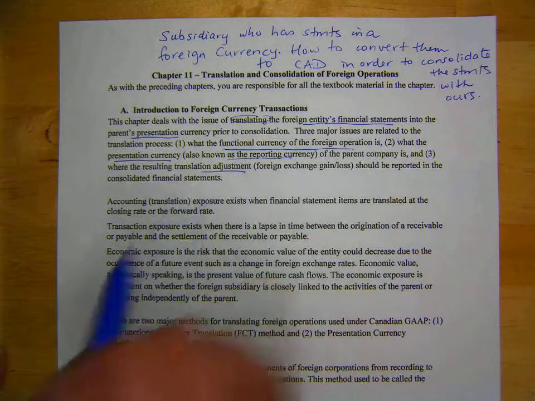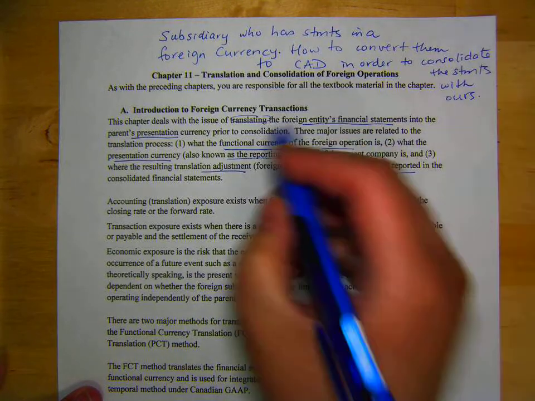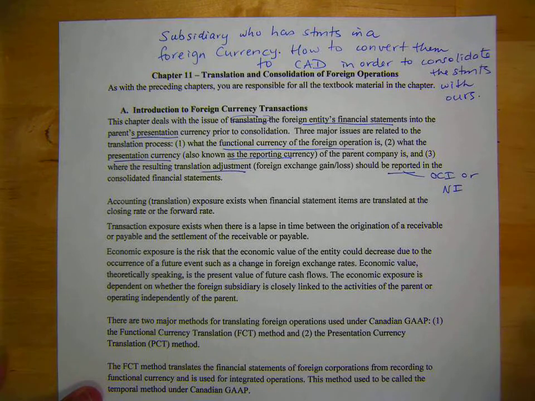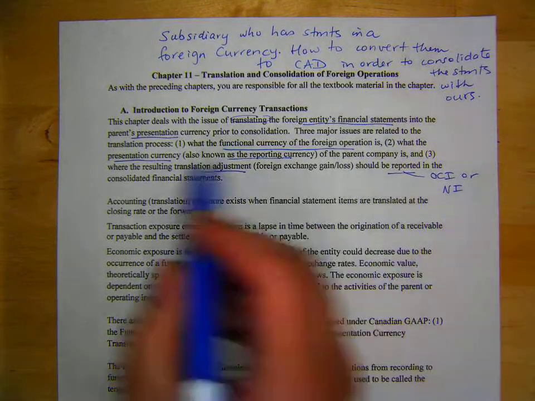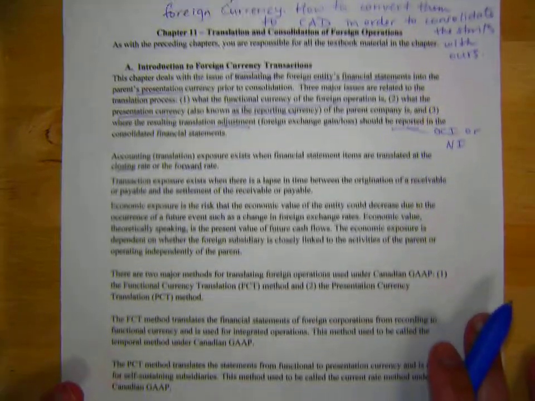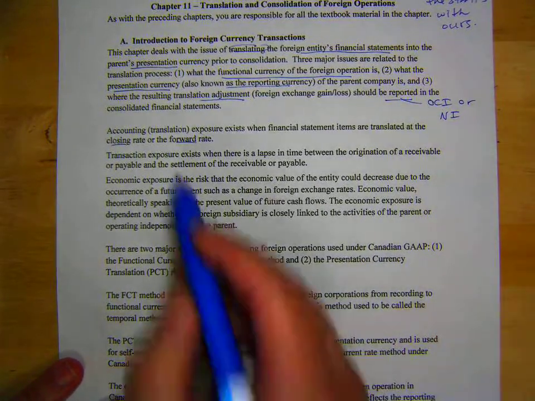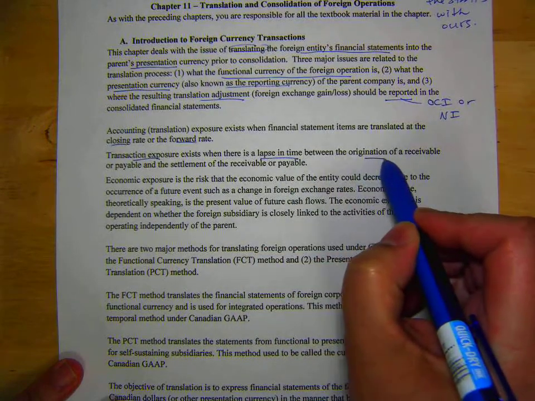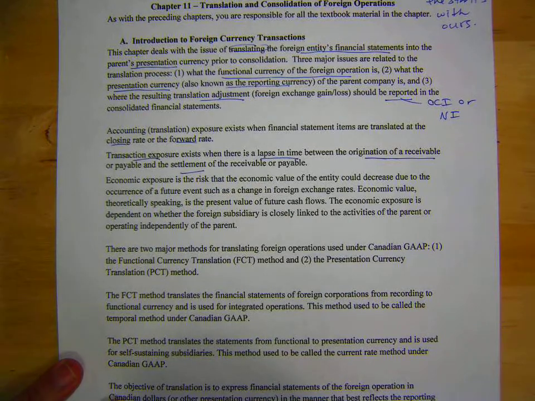So accounting translation exposure exists when financial statement items are translated at the closing rate or the forward rate. As we saw in 10, there's risk because there's uncertainties when rates change and so on. Transaction exposure exists when there's a lapse in time between the origination of a receivable or payable and the settlement, so there's a time lag. Economic exposure is the risk that the value of the entity could decrease due to a future event such as a change in currency rates.